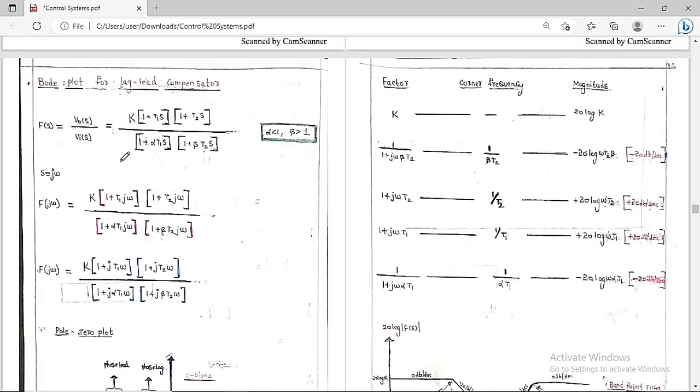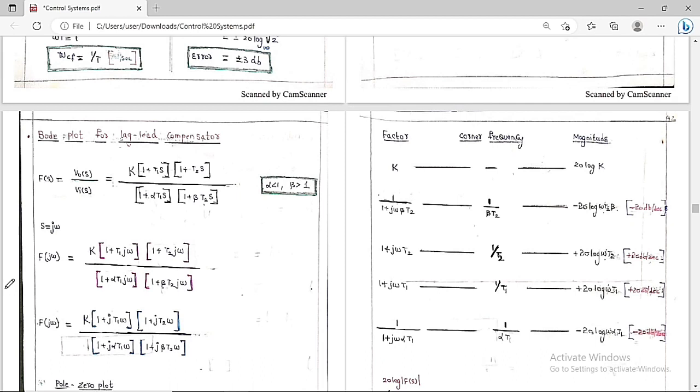Now we are going to discuss another concept, which is the Bode plot for the lag lead compensator. So what is the transfer function of the lag lead compensator? I have already told you, it is F of s equal to V by A of s, equal to K into (1 plus T1 s) into (1 plus T2 s) by (1 plus alpha T1 s) into (1 plus beta T2 s). In the case of the lag lead compensator, alpha is less than 1, whereas beta is greater than 1.